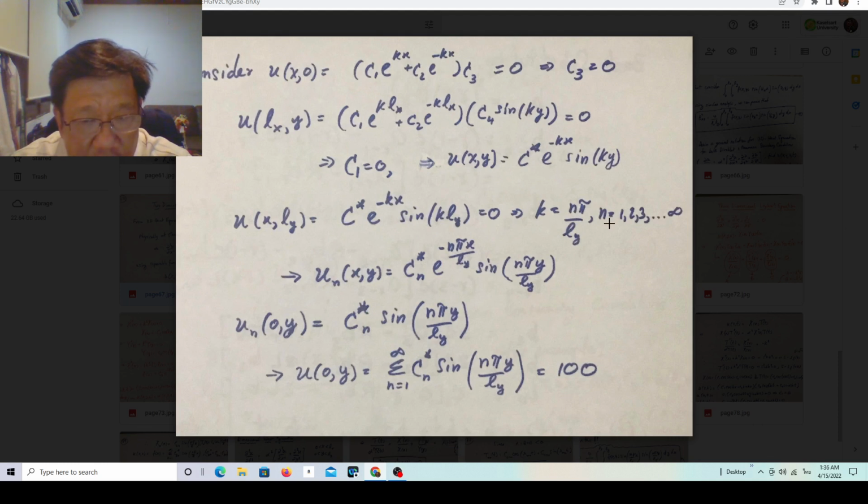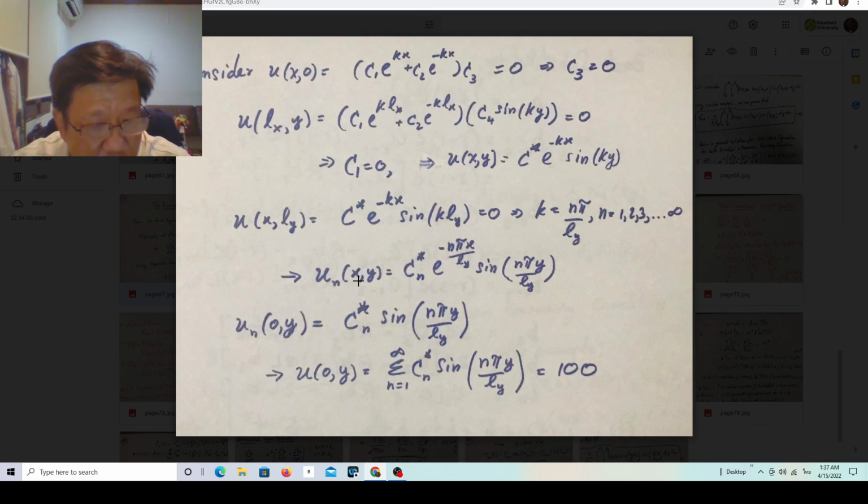And n can start from 1, 2, 3, actually 0 also, but 0 is quite a trivial case. But n equal 1, 2, 3 goes up to infinity. And this leads you to this general form of the result of u, and we have one parameter, the n value. And this c star also has to depend on case by case, on the k. It looks like k depends on n, therefore c star depends on n.